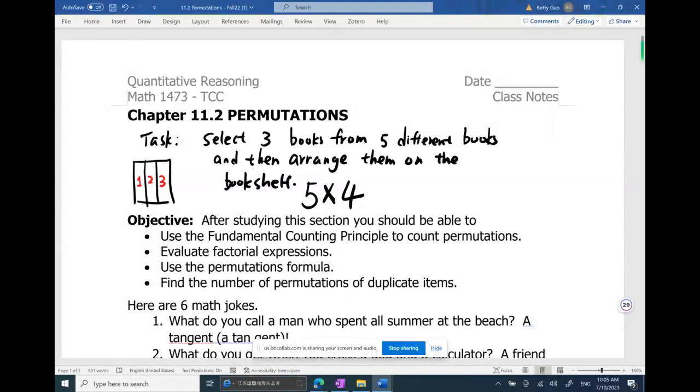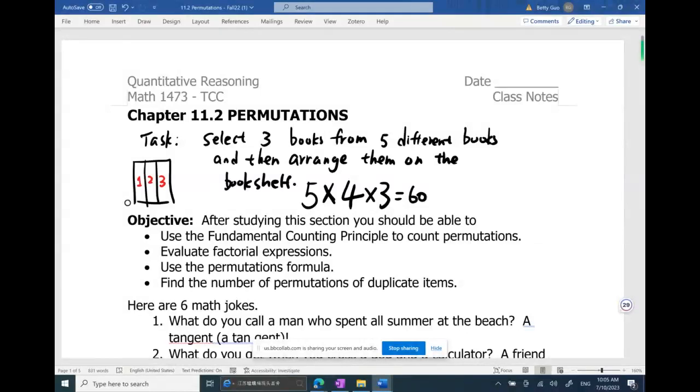Does that make sense? And the last step, when you choose the third book to put it in slot 3 on the bookshelf, how many books are left on the floor? You already took 2, right? You only have 3 books on the floor. So you only have 3 options when you process step 3. All right, so 5 times 4 times 3. How much is that? 60. So you have 60 different ways to complete this task. That's how we get this problem done by using the fundamental counting principle.